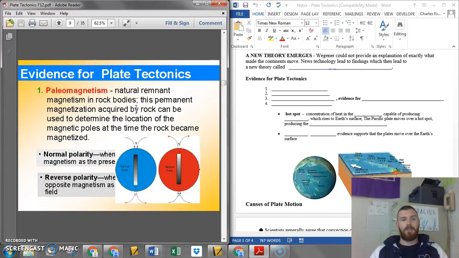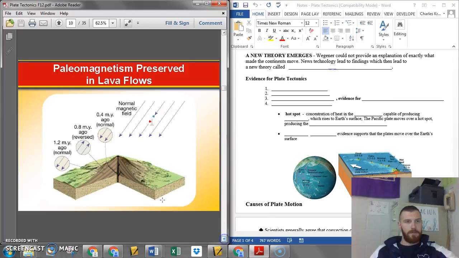And this is a permanent magnetization acquired by rocks that can be used to determine the location of the magnetic poles at the time the rock became magnetized. So most metallic objects can become magnetized, and this paleomagnetism is a result of Earth's magnetic field polarizing these rocks. So a normal polarity is when magnetism is at the poles here, and a reverse polarity is when the opposite magnetism is shown in the field. So basically where north is here, and then it can flip to where north is here.